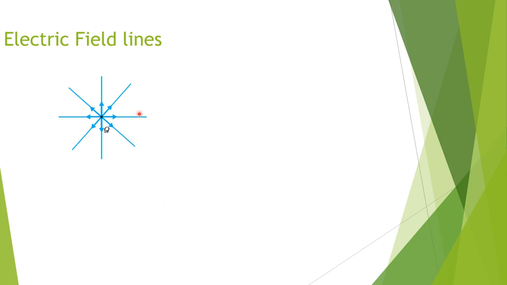See the diagram of electric field lines. If a charge is positive, it will be radially outward. This is a positive charge, q is positive, radially outward. If the charge is negative, minus q, the field lines are radially inward.